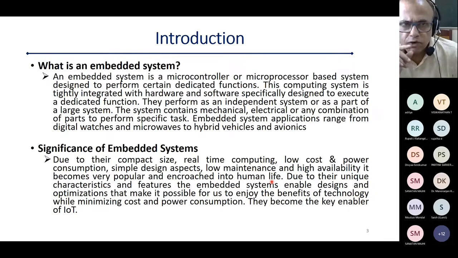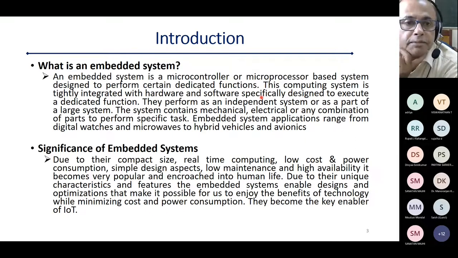Coming to the embedded system, what is an embedded system and what is its significance? An embedded system is a microcontroller or microprocessor based system designed to perform certain dedicated functions. So you have a microcontroller or microprocessor where the programming is already embedded for carrying out some dedicated functions. The signal or input taken for this function is from the LOC kind of thing.